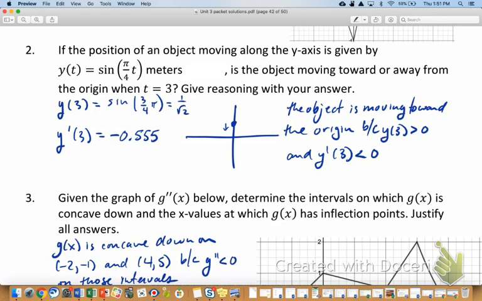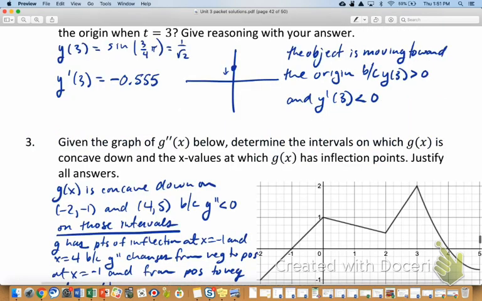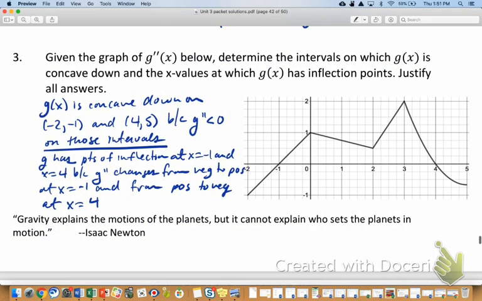Okay, so here's number 3. Number 3 was pretty loaded. There was a lot to think about there. So I got 2 different intervals where G is concave down because I found that that's where G double prime was negative. And then I got 2 points of inflection at negative 1 and 4. That's where G double prime changed signs from negative to positive to negative.